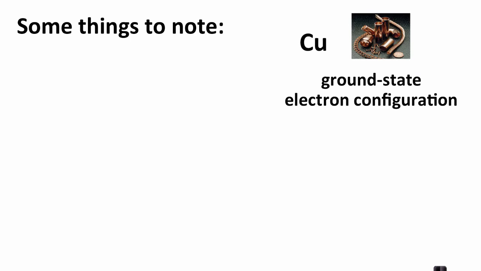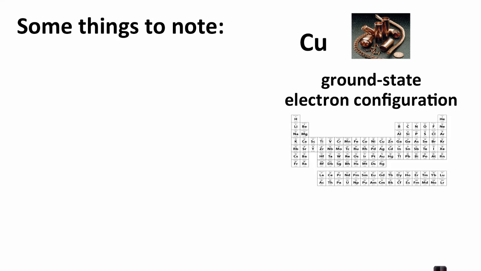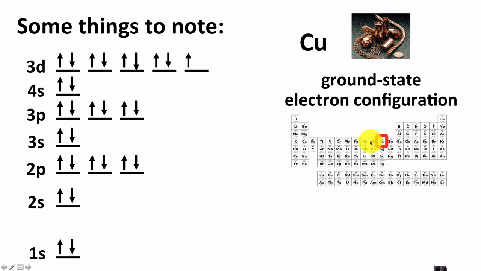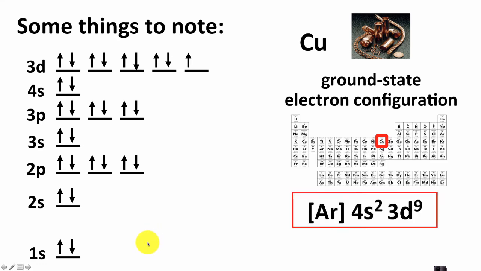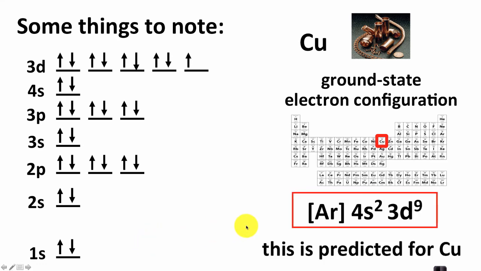Now, there are a couple other things to note, and one of them let's get at by looking at the element copper and predicting its ground state electron configuration. And there's the periodic table, there's the element copper, and the prediction for its ground state electron configuration would be 1s2, 2s2, 2p6, 3s2, 3p6, 4s2, 3d9 if you count. So there's the energy level diagram predicting the electron configuration for copper.